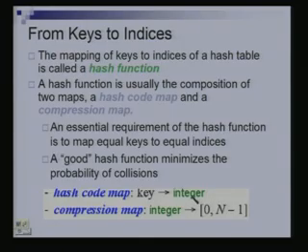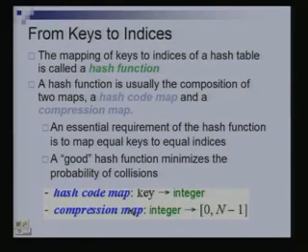Now, we need to bring it to the size of our hash table. If n is the size of my hash table, then I need to bring this integer to the range 0 through n minus 1, so that it can be mapped to an index of my table. That part we will call the compression map, and we will see what kind of functions are used for these two things.